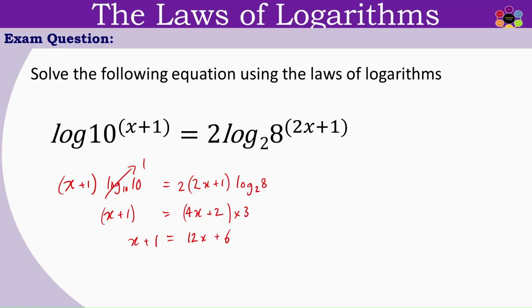Finally, we can collect like terms, so that gives us 1 take away 6 is equal to 12x take away x. So therefore, negative 5 is equal to 11x. Finally, 11x is equal to negative 5, so x is equal to negative 5 over 11.